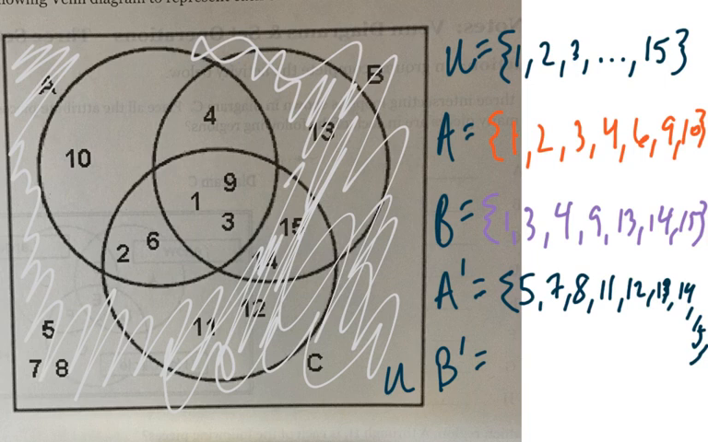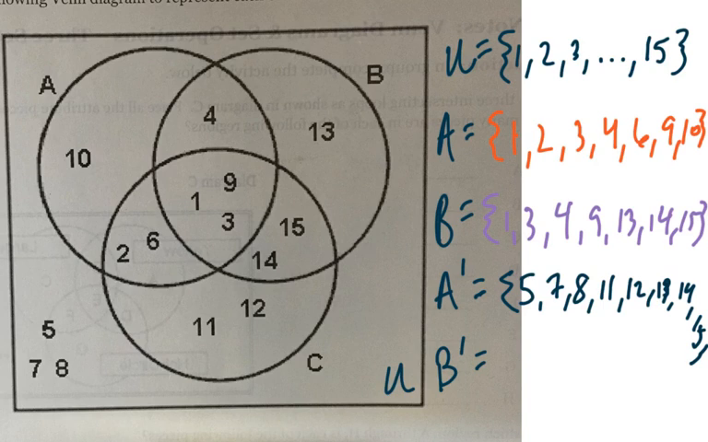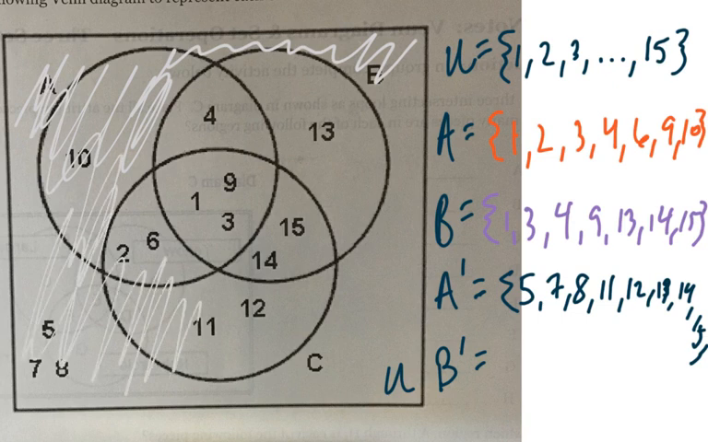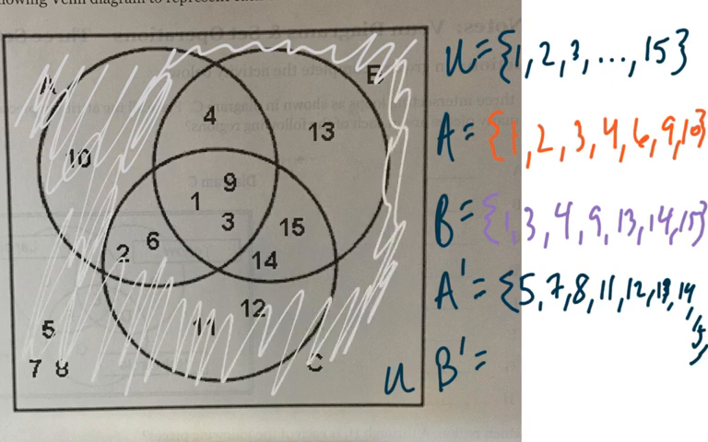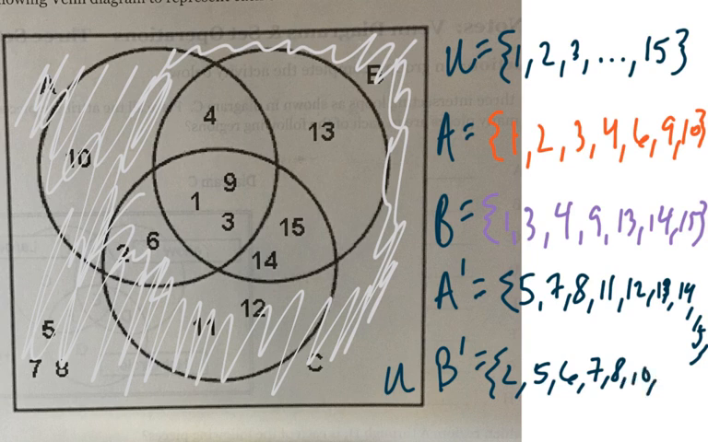Anyway, B complement is everything in the universal set that isn't in set B. So again, I'm going to shade that. So it's essentially everything in the rectangle except for the circle that is B. So that includes the values 2, 6, or I guess if I go in order, 2, 5, 6, 7, 8, 10, 11, 12. Wanted to make sure I got them all.